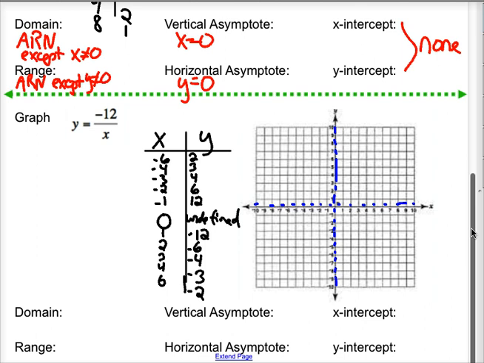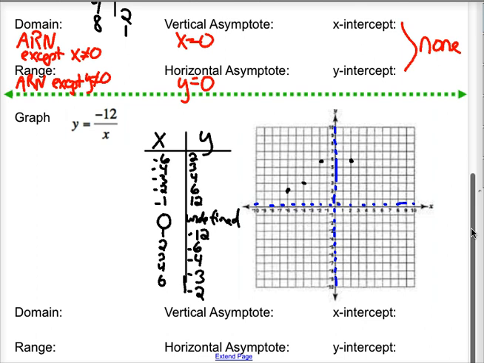So negative 6, 2, puts me right there. Negative 4, 3. Negative 2, 6. And then negative 12 again is off my chart. So I'm going to jump to 2, 6.